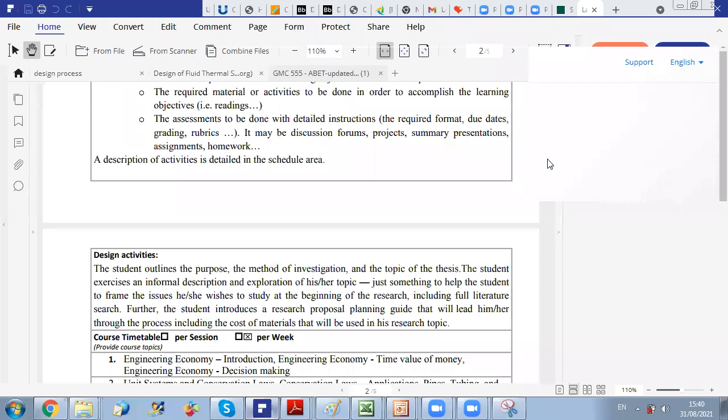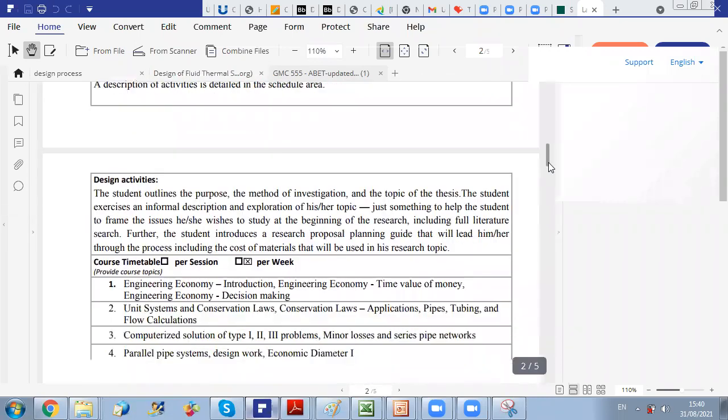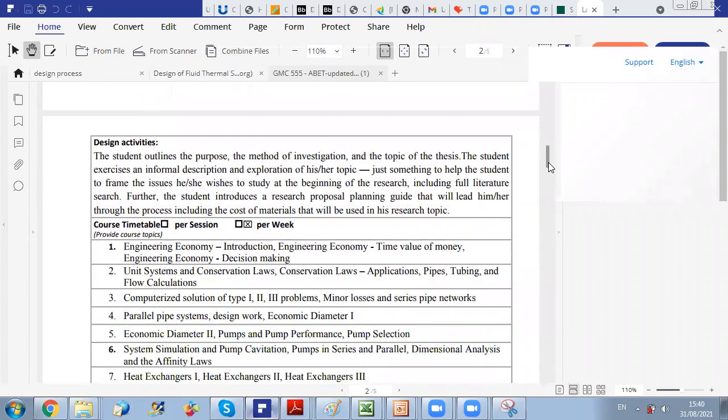Now, concerning the design activities, so as we said, the purpose first is to develop the method of investigation and the topic of the thesis. So you will exercise an informal description and exploration of the topic. So this will help you to frame the issues and to study the beginning of the research. So we will learn how to do research because for any new topic, you have challenges. You have to fix something.